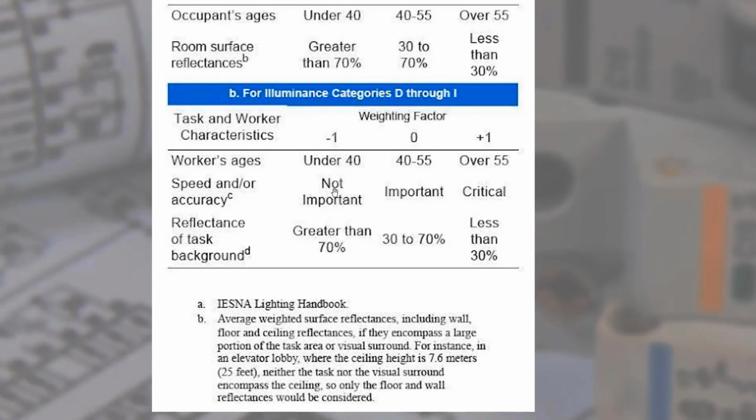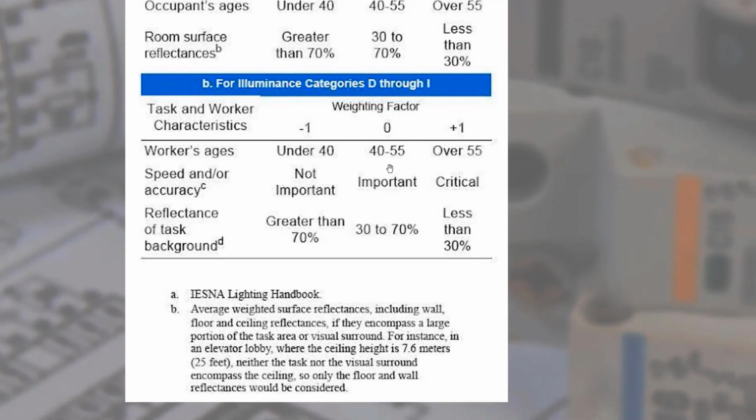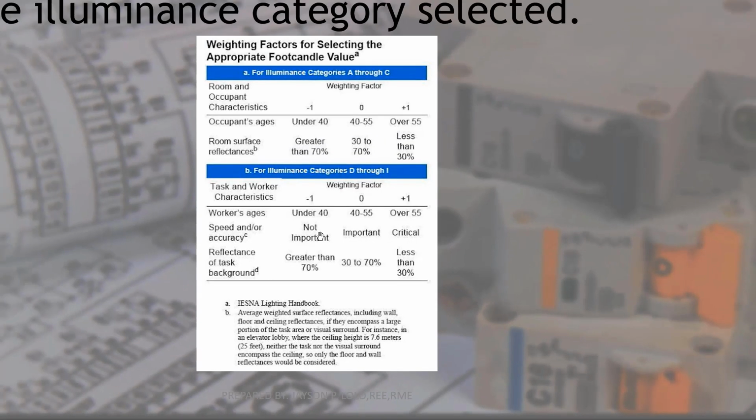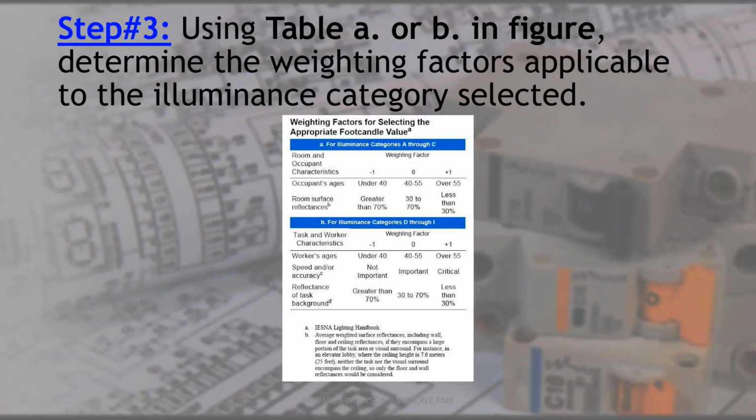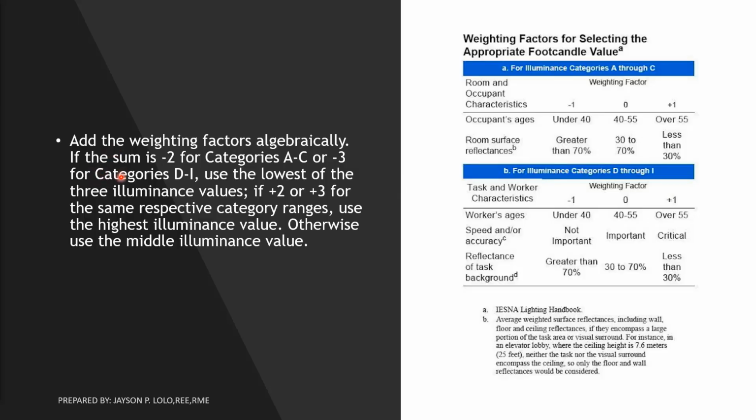Remember, under 40 is young. 40 to 55, it's getting there. Then over 55. Now, if you're very familiar with this table, there's a basic computation. You need to add the weighting factors algebraically. So if the sum is negative 2 for categories A through C, or negative 3 for categories D through I, you must use the lowest of the 3 illuminance values.